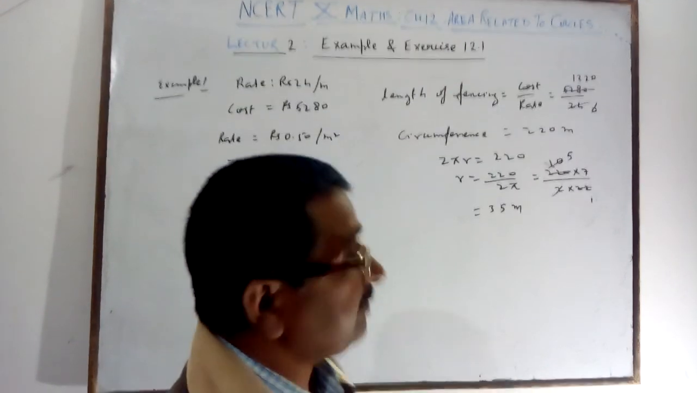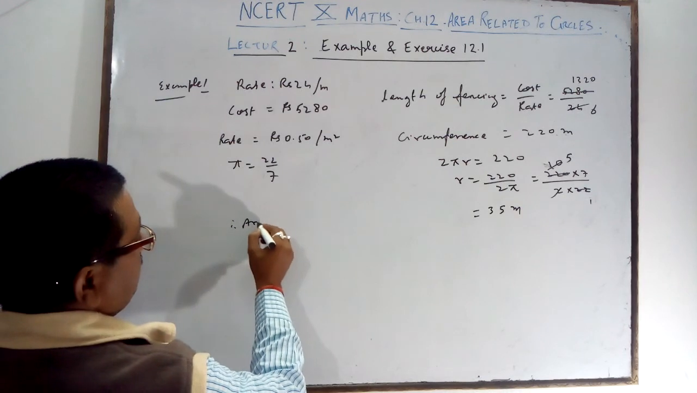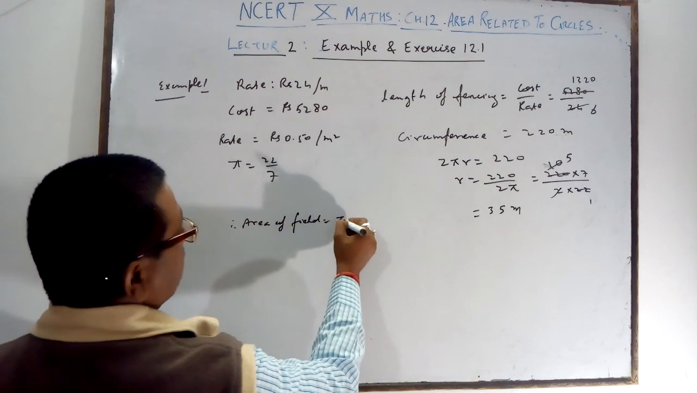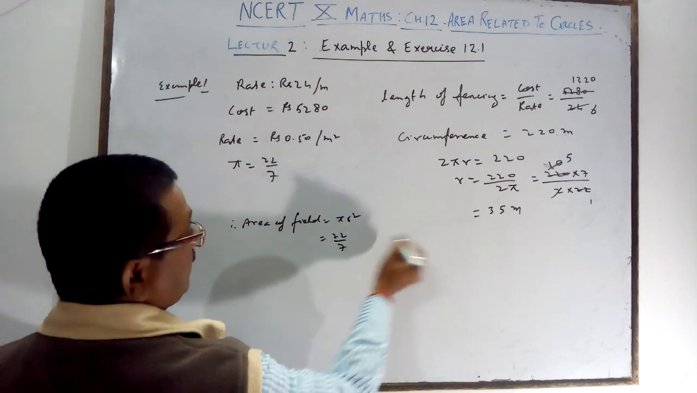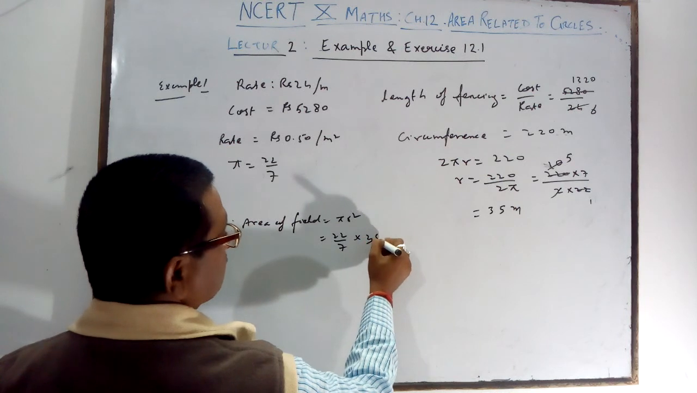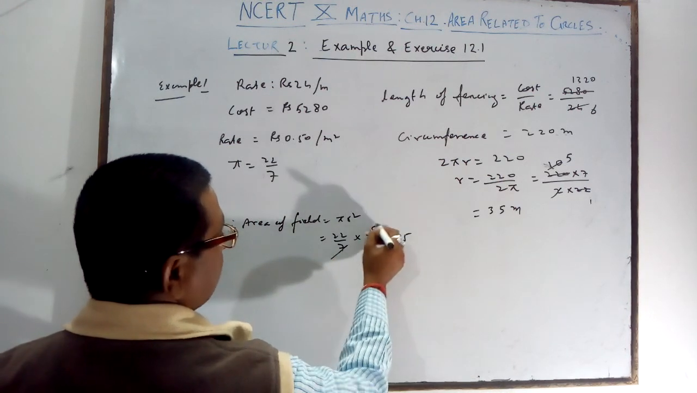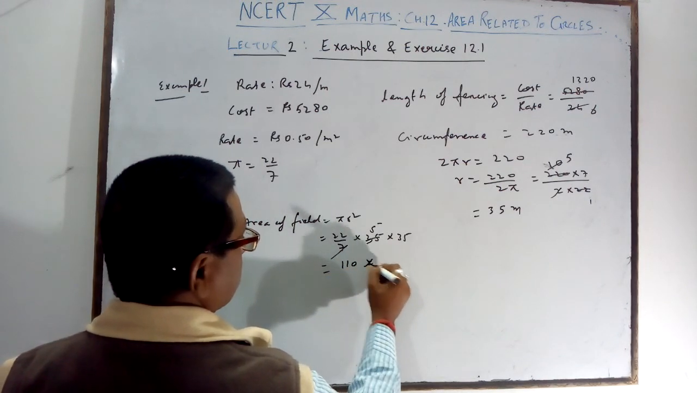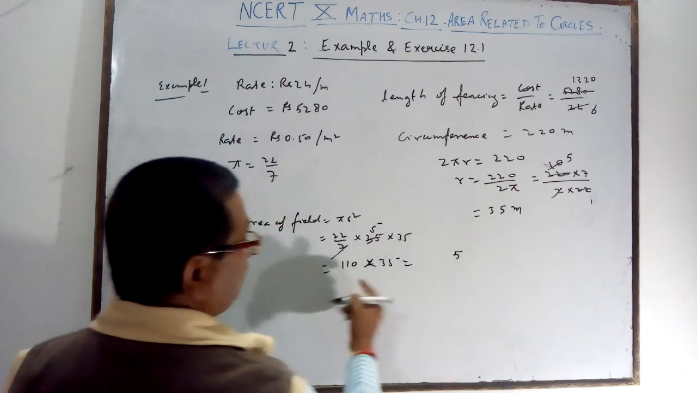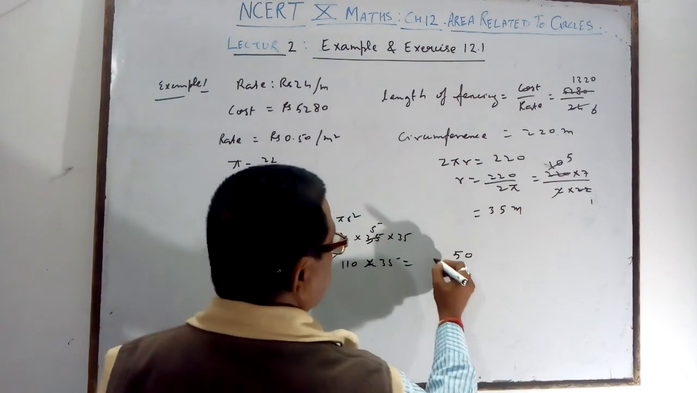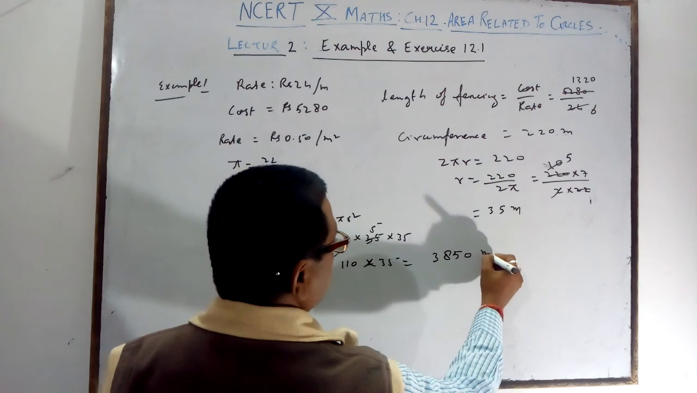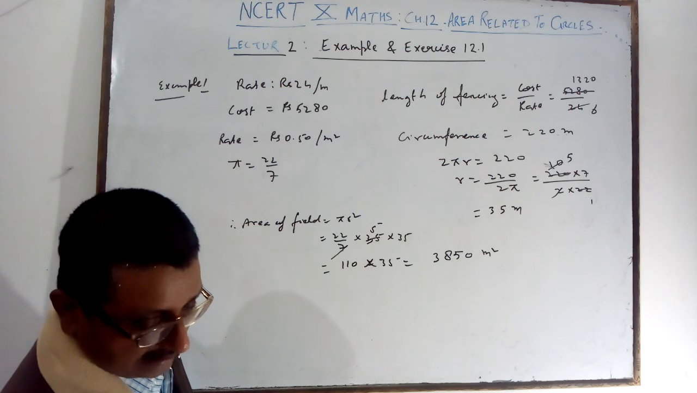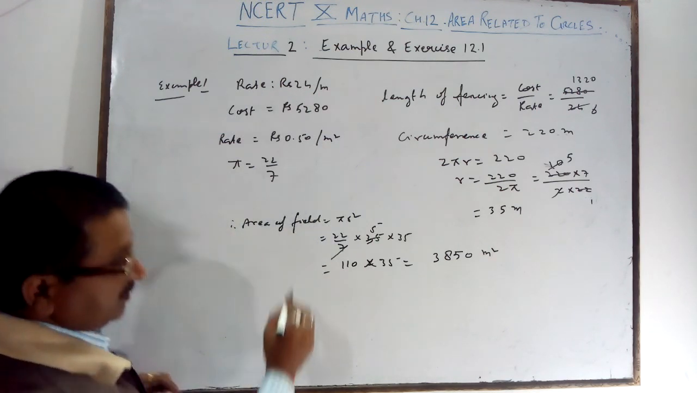After getting the radius 35, you find the area. Therefore, area of field is equal to pi r square, which is 22 by 7 into 35 into 35. That gives 3850 meter square, which is the area of the field. After calculating the area, you multiply.